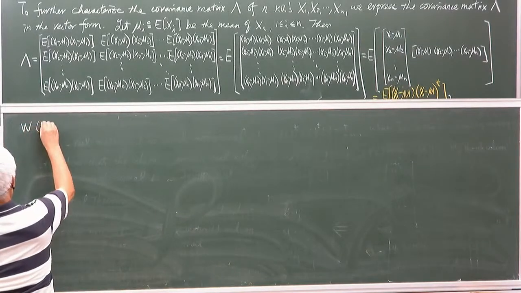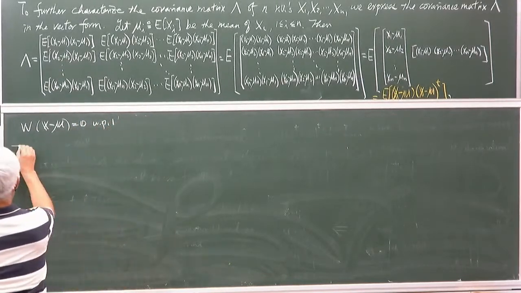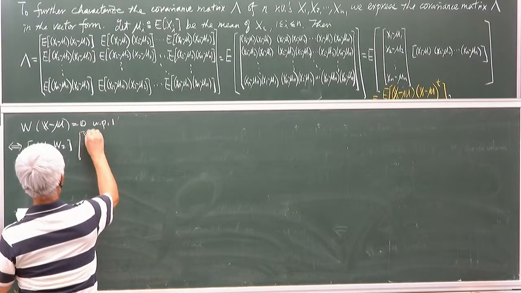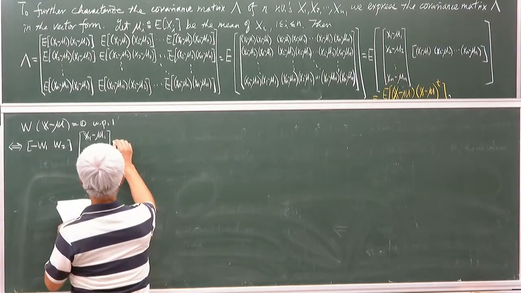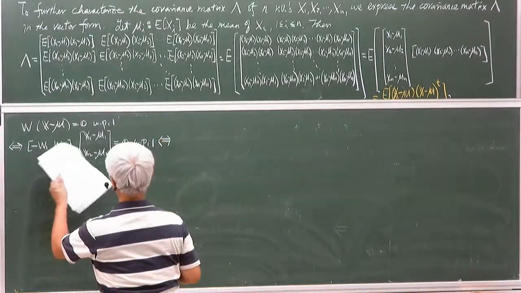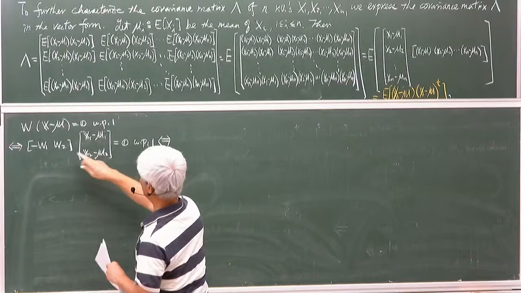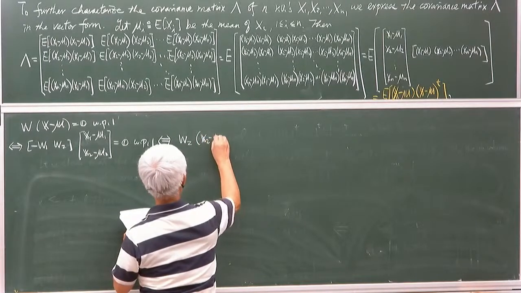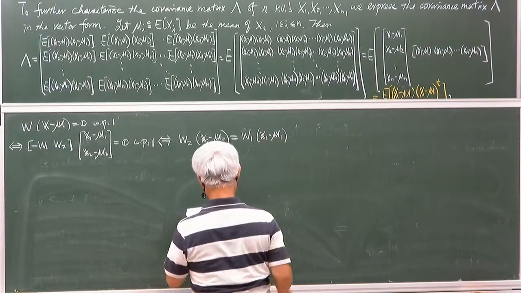So W times X minus mu is 0 with probability 1. Which means that W1 times this one plus W2 times this one is 0, and so we have W2 times X2 minus mu2 equal to minus W1 times X1 minus mu1, with probability 1.